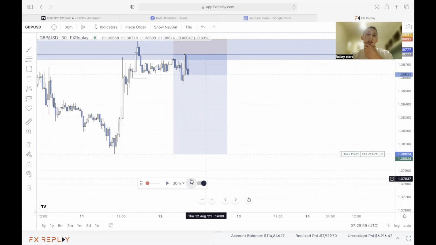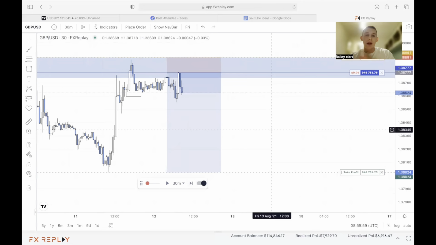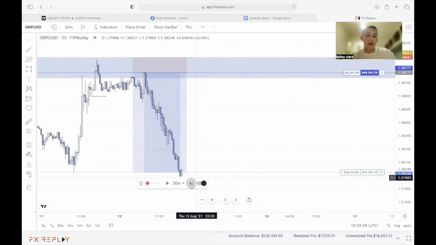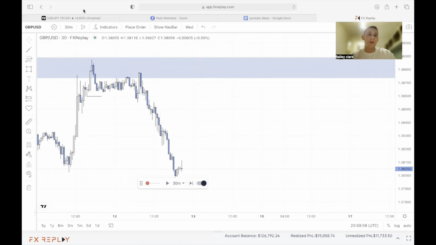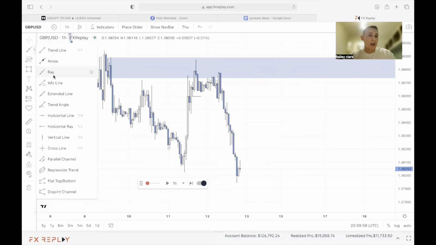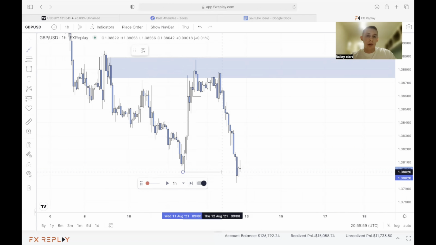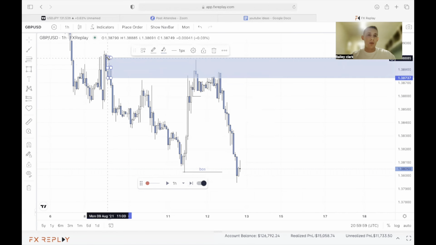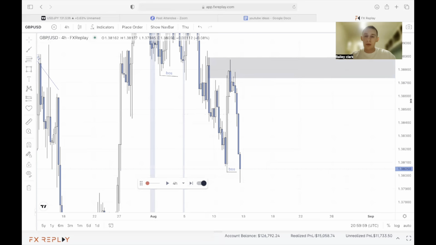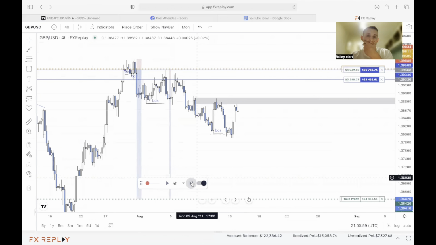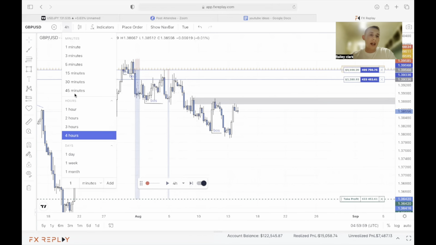See if price tags us in. Yep, that tagged in. All right, there we go. 6% secured on that one. We have as well another break here. This one is now mitigated. May want to retest that area.